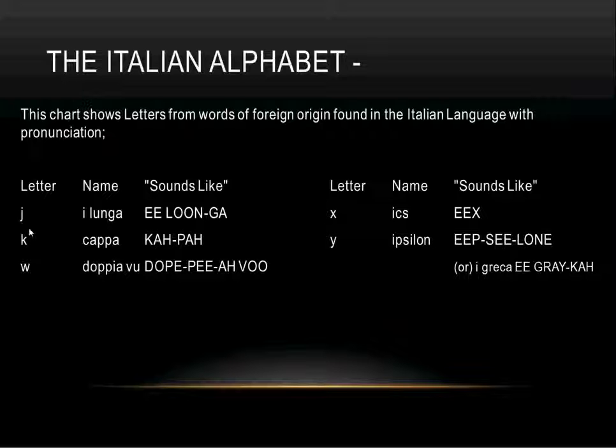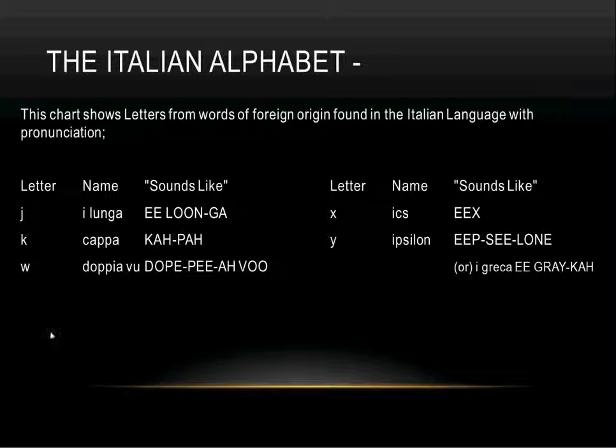J, the name is pronounced Ilunga. K, the name is pronounced Kappa. W. X. And finally Y.